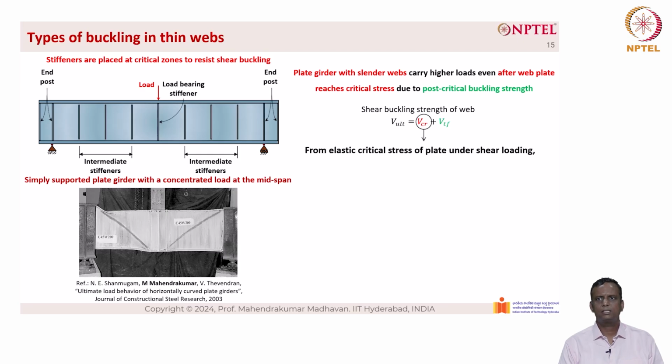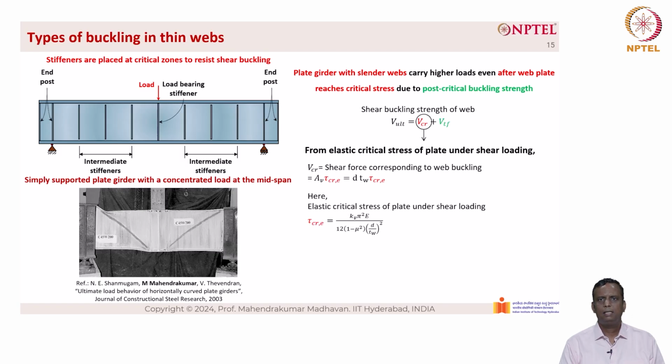From the elastic critical stress of a plate under shear loading, V critical is given as the shear force corresponding to the web buckling, which is equal to AV, the shear area, multiplied by the elastic critical buckling stress due to shear, which is tau critical E. So this AV can be written as D into TW into tau critical E. Here, the elastic critical buckling stress of a plate under shear loading is defined as kV into pi square E divided by 12 into (1 minus mu square) into (D by TW) the whole square.